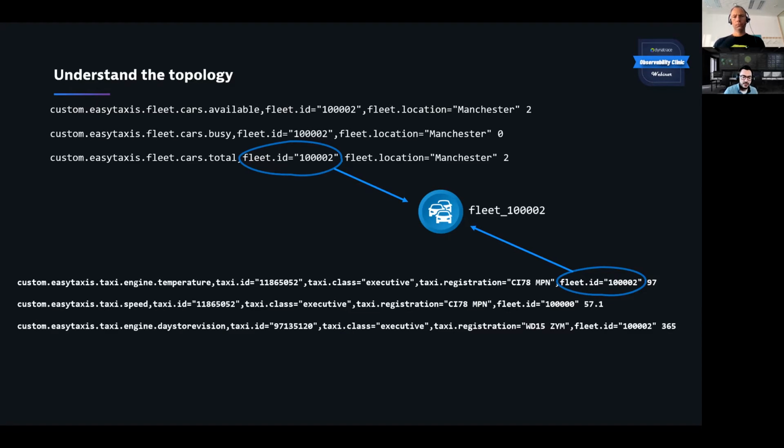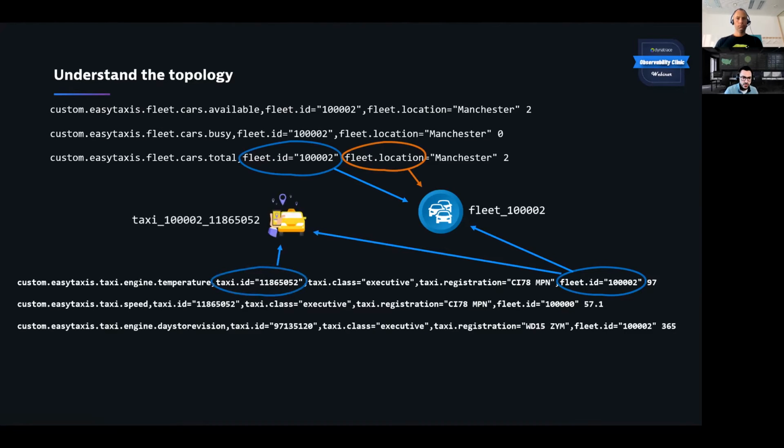I'll do the same for the taxi, but you'll notice that I also have a fleet location on some of these metrics. So I'll tell the topology that on the metrics where there's also a fleet location, extract this and add it as an attribute to the fleet. With the taxi, I can do the same thing. Where you see a taxi ID, use that, but also use the fleet ID, because the taxi ID might repeat itself throughout my entire organization, but it is unique in the context of a fleet. So I'm extracting both of these IDs to uniquely identify a taxi.